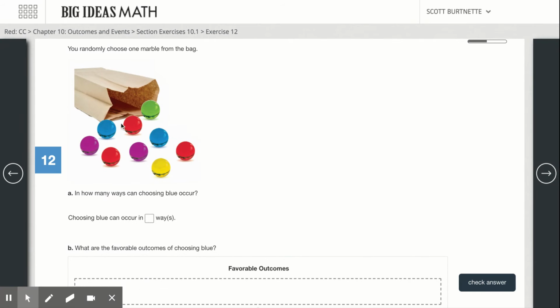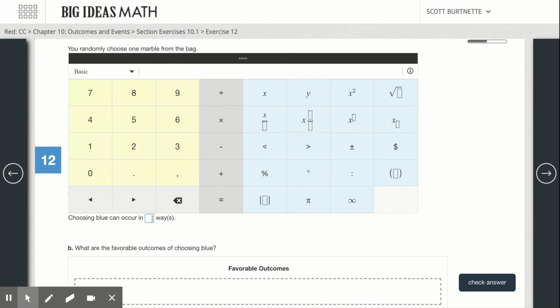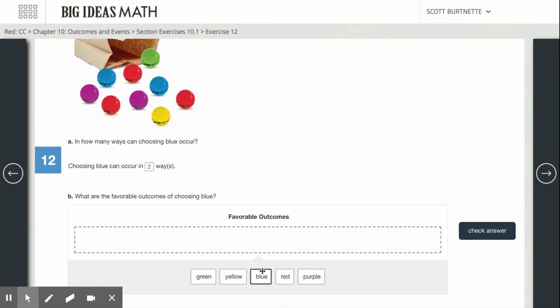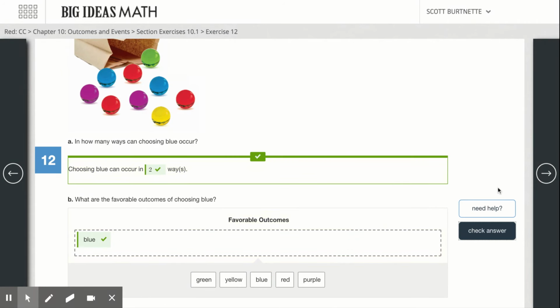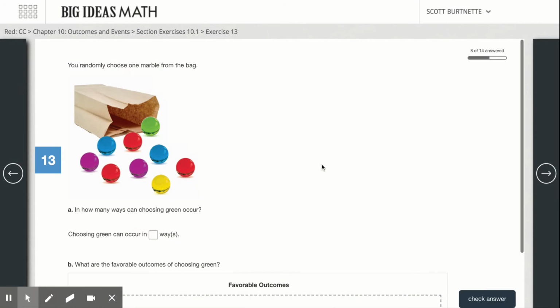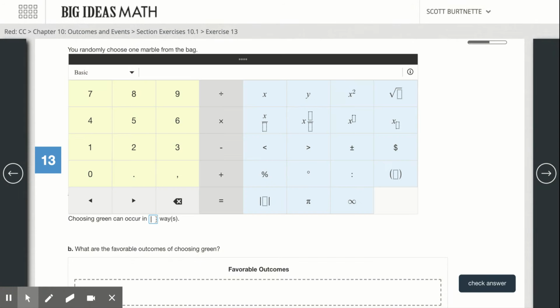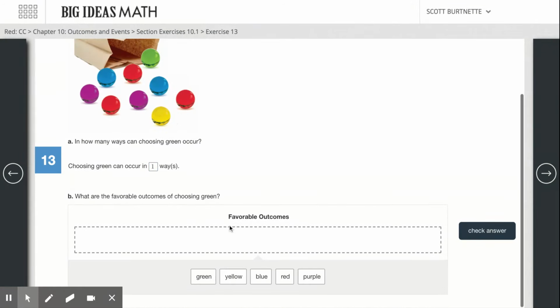Okay, now we're choosing a marble from the bag. We want to know in how many different ways can I choose a blue marble? Well, I can choose 2. There are 2. That's this blue marble, and this blue marble would be the 2 ways. The favorable outcomes would be the blue marbles. Now I'm going to choose the green marble. There's only one green marble, so choosing a green marble can only happen in one way. The favorable outcome of choosing a green marble would be the green marble. Check our answer. We're good.